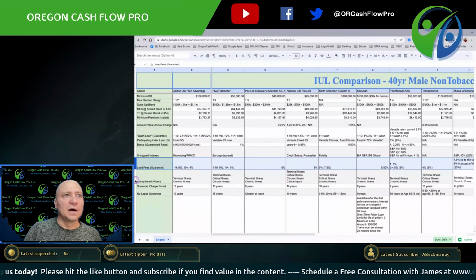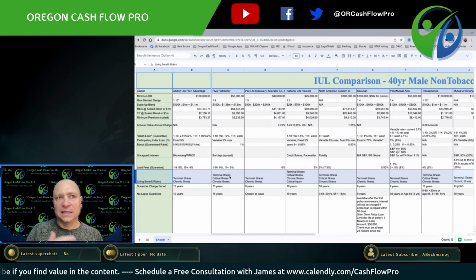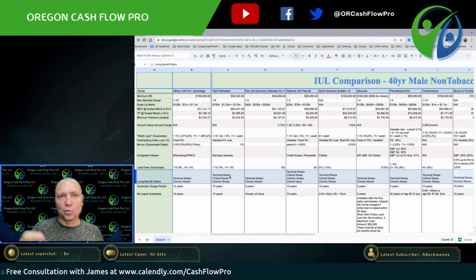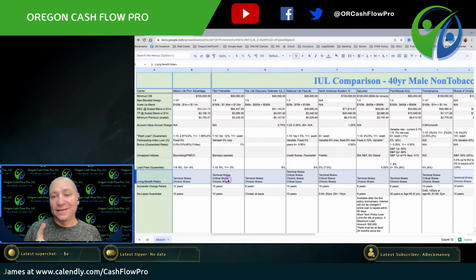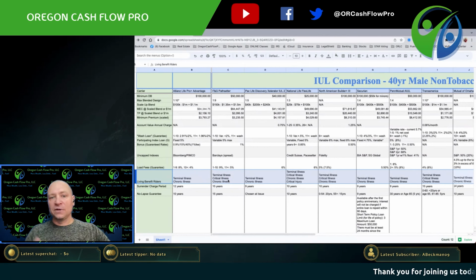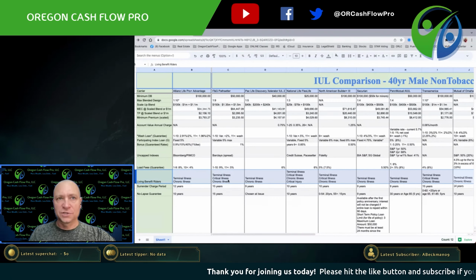Okay. Then we have our living benefit riders. All of our IULs come with at least terminal illness and chronic illness. Some of them offer an extra 1 or 2 riders. That might be another feature that might lead a client to choose one over the other, especially if everything else is very similar in design for their particular situation.